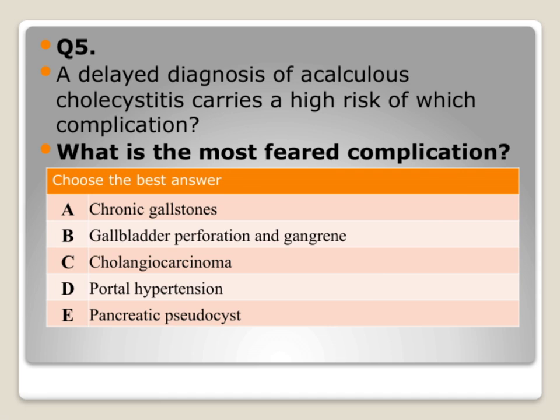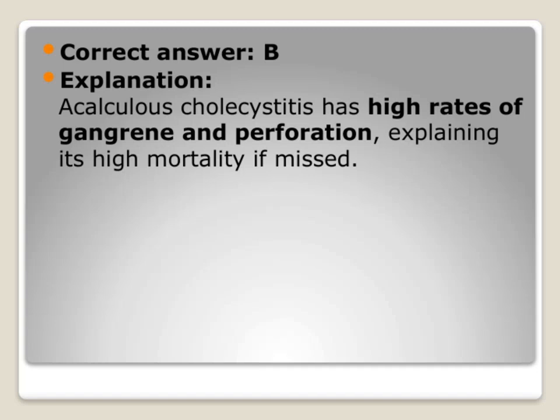So, in this case, the correct answer is B, gallbladder perforation and gangrene. Let's take a closer look at the correct answer, which is B now. The key point here is acalculous cholecystitis. This condition is particularly concerning because it tends to have high rates of complications like gangrene and perforation.